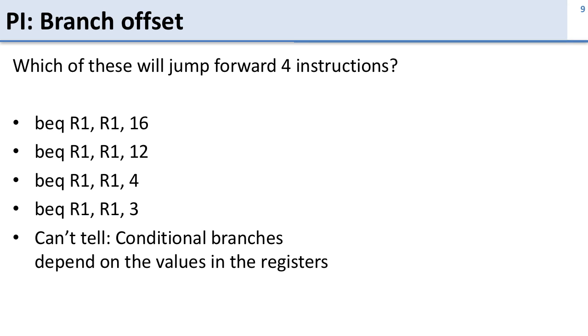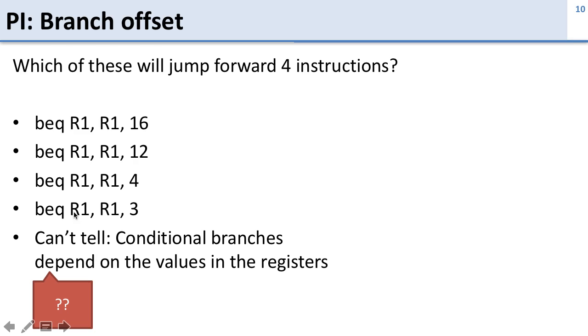So for branch offsets, let's take a look at this by answering the question, which of these branches will jump forward 4 instructions? To understand that, let's go through the differences in these. So the first question is this one here. The answer here is can't tell because conditional branches depend on the values in the registers.